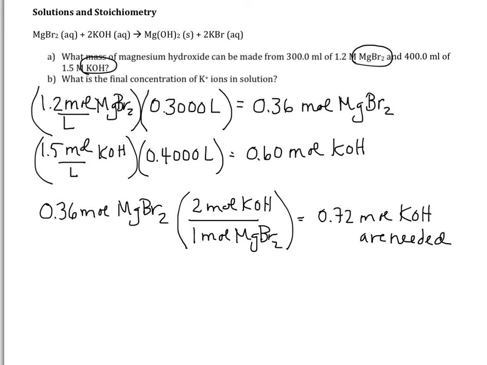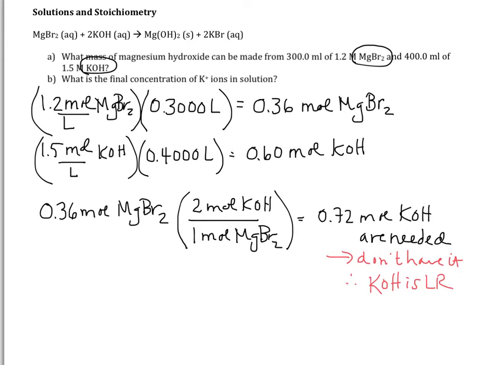Now, we don't have it, right? Because we need 0.72 moles, but we only have 0.6 moles. So therefore, KOH is the limiting reagent. Okay? So now we know what the limiting reagent is.